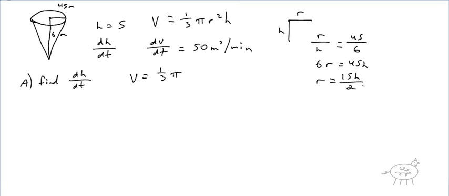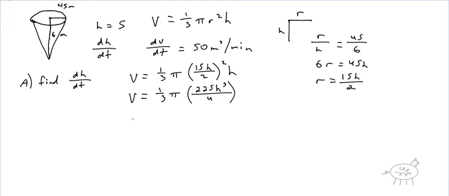And so it's 1/3 pi, and then it's (15h over 2) squared times h. So simplify this before I take the derivative, and I get 1/3 pi 225 h cubed over 4. So volume is equal to, simplifying it, 75 pi h cubed over 4.